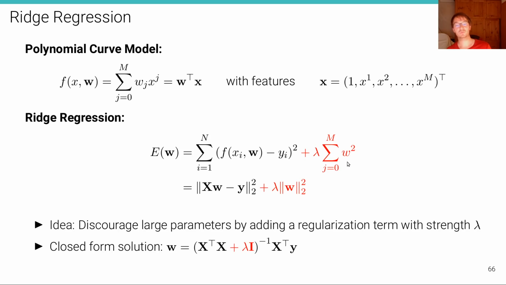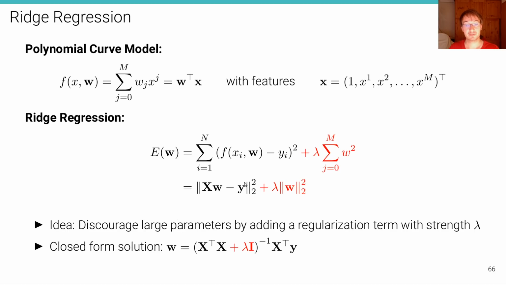And why is it trying to make the model weights small? Well, because in the case where we have this overfitting behavior from before, this typically happens when the weights become very large, where the model fits the training set very well, but is not able to generalize due to these oscillations that we have seen. This is a way of avoiding this. So the idea here really is to discourage large parameters by adding this regularization term with some strength lambda, that is a hyperparameter that we can choose.